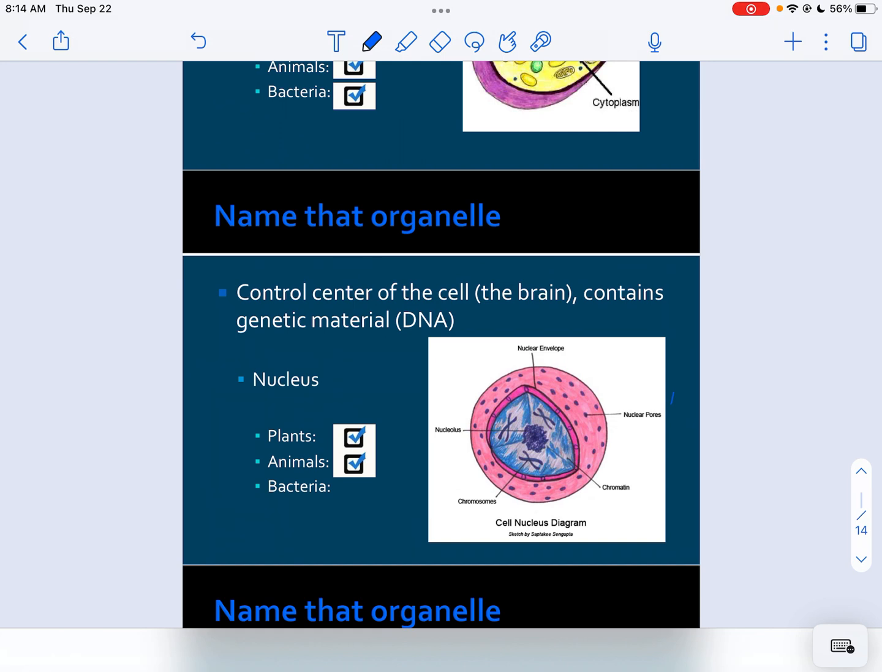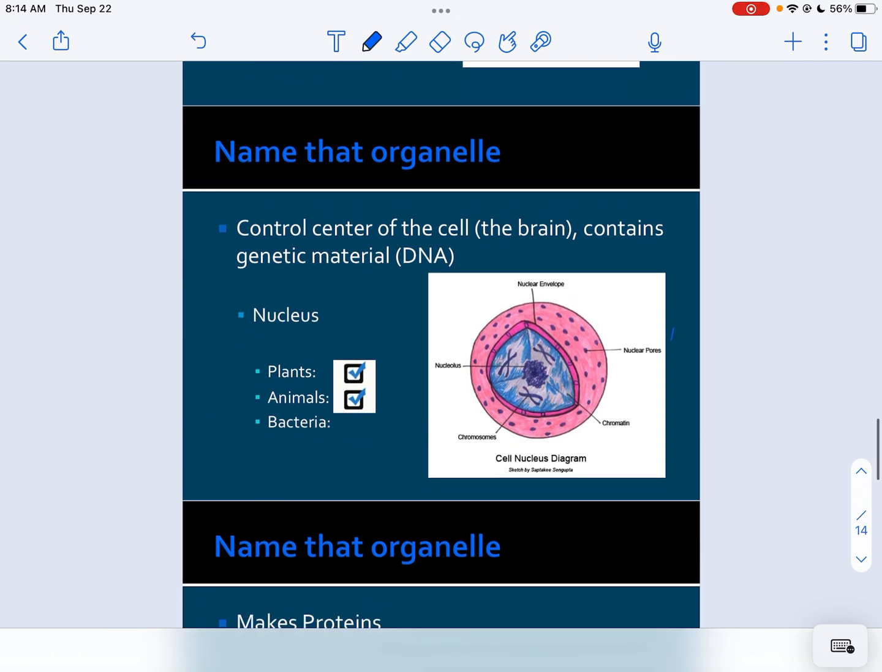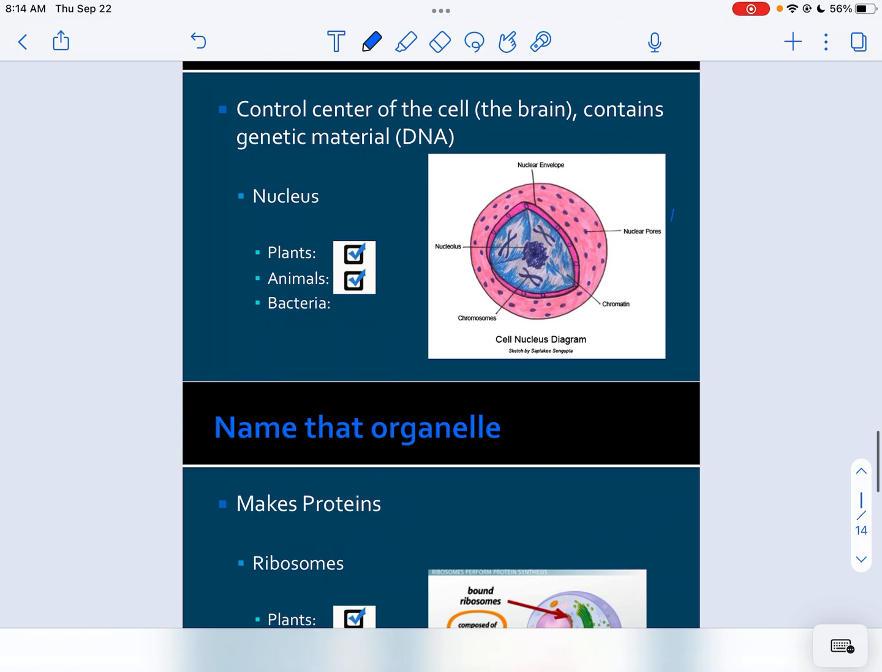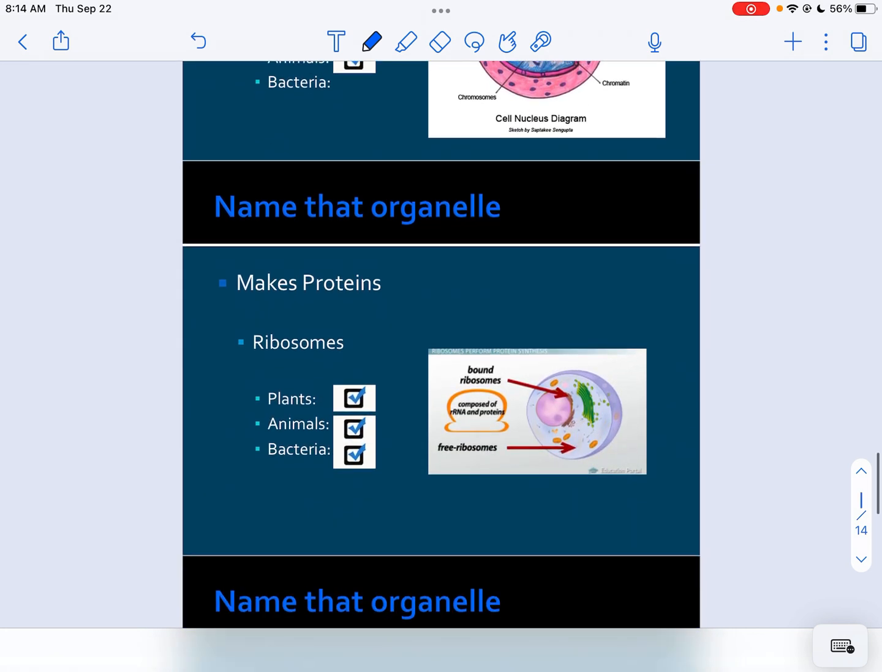For sure, okay? So we know the nucleus, only eukaryotic organisms have a nucleus. So our plants and animals. Bacteria, who are prokaryotic, do not.